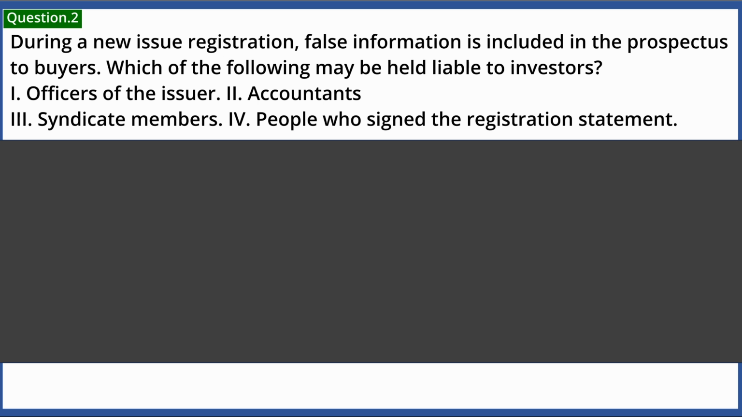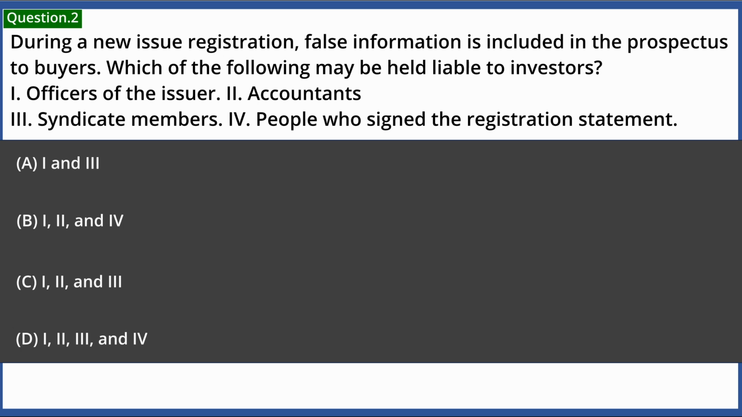During a new issue registration, false information is included in the prospectus to buyers. Which of the following may be held liable to investors? 1. Officers of the issuer. 2. Accountants. 3. Syndicate members. 4. People who signed the registration statement. A. 1 and 3. B. 1, 2, and 4. C. 1, 2, and 3. D. 1, 2, 3, and 4. Answer: D. 1, 2, 3, and 4.